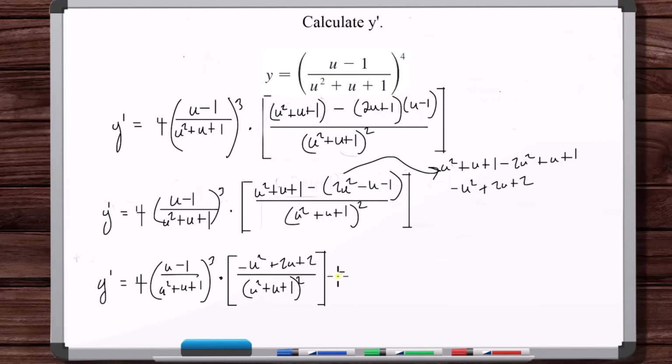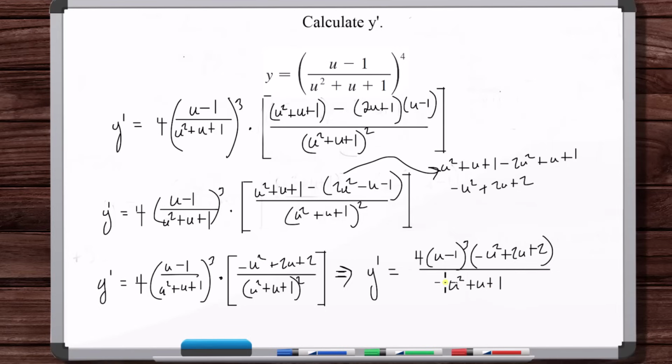So y prime is, we've got... and then this would be to the 5th power. Okay, that's the derivative.